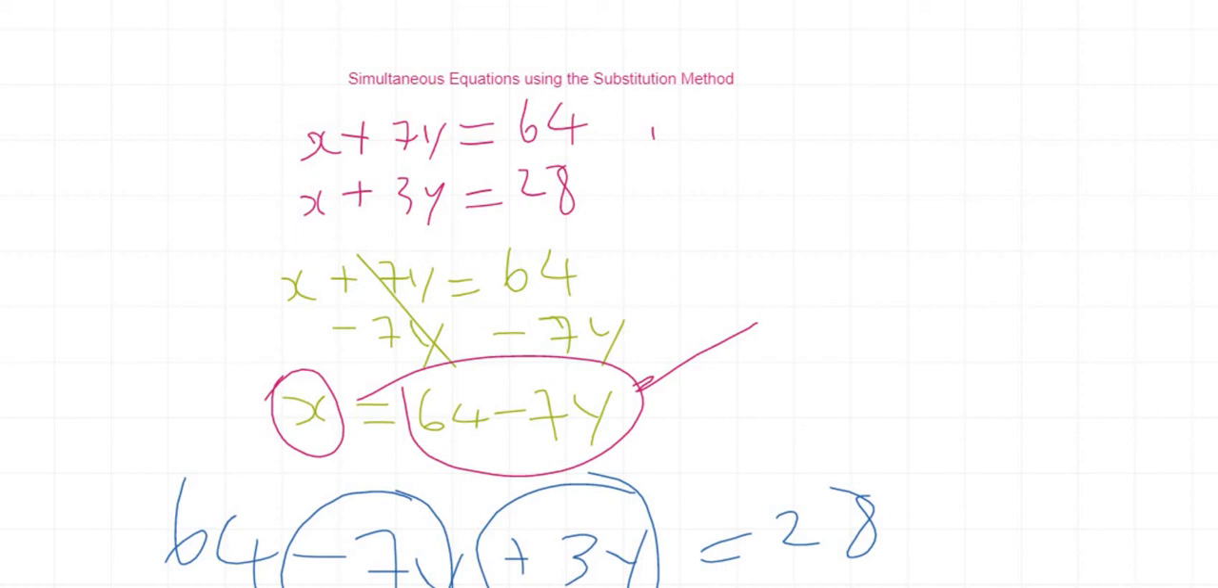But since we used equation 2 to solve for y, we are going to use equation 1 to plug it into. Plug y into equation 1, which is x plus 7y equal to 64. As I say, you could actually plug it into equation 2. It doesn't matter because the value of y is the same in each equation. It won't change anything.